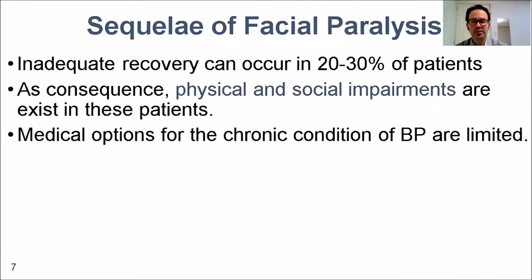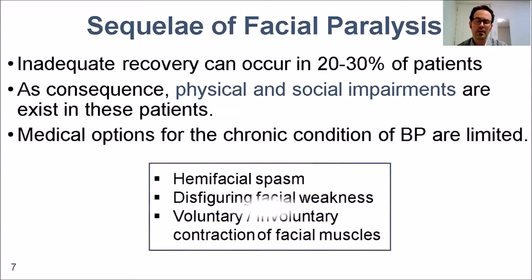Overall, the prognosis of facial paralysis is quite good. For the idiopathic type, Bell's palsy, the prognosis is much better than the central type. In general, we can agree that about 20 to 30% of patients will have maladaptive recovery. It won't be full recovery. As a consequence, obviously, it will cause physical and social impairments, and the medical options for this type of patient are quite limited. Commonly, we can see hemifacial spasm and voluntary or involuntary contractions of the facial muscles.